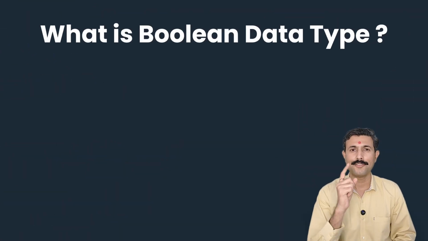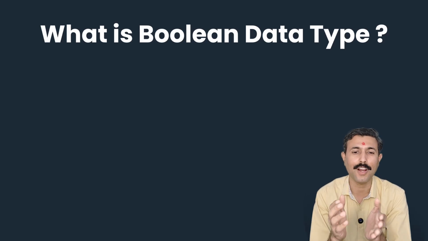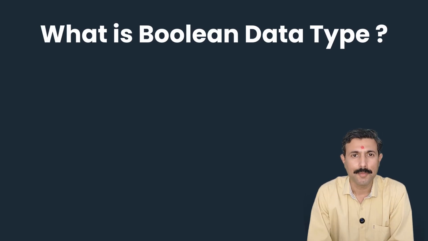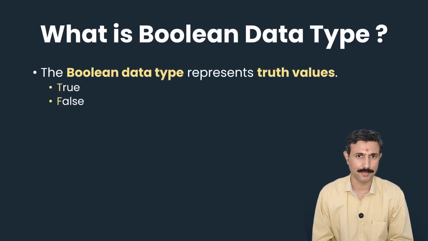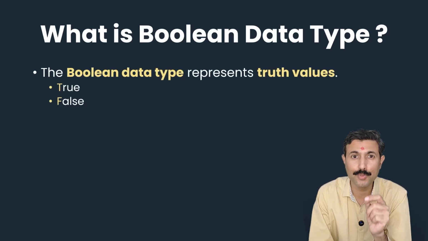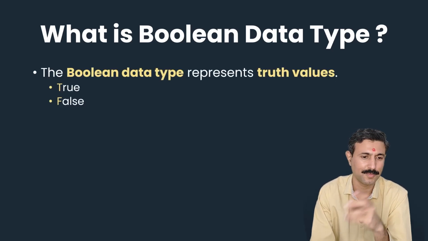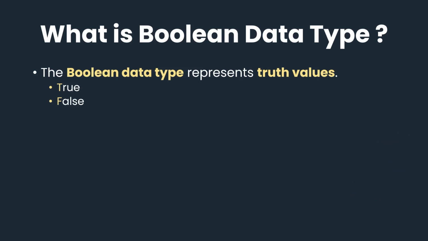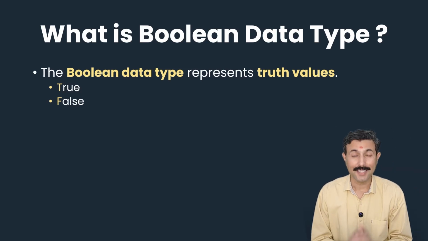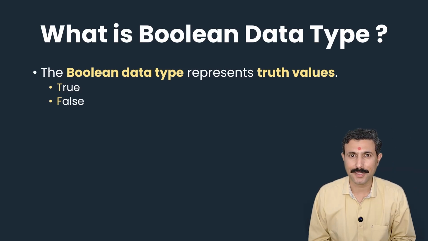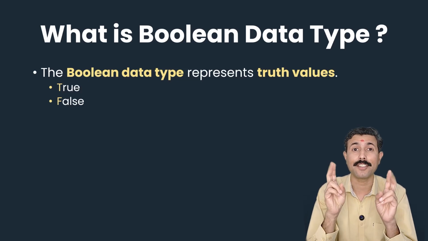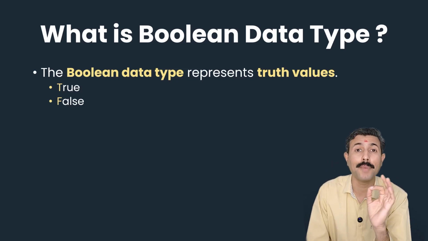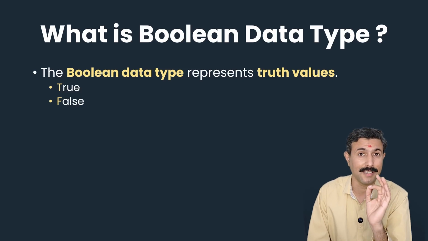So first of all, we are going to start with what the Boolean data type is. Basically, the Boolean data type represents a truth value. In Python, Boolean has only two values, True and False. Now these True and False are keywords in Python and they must always start with capital letters. Remember this, they must start with capital letters.